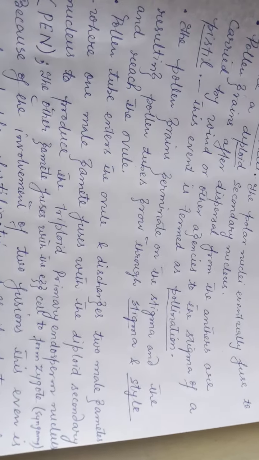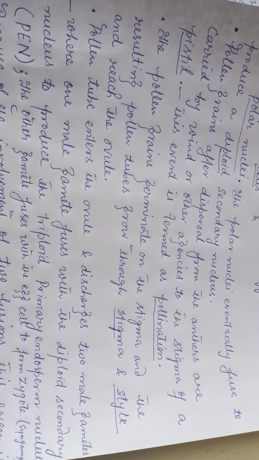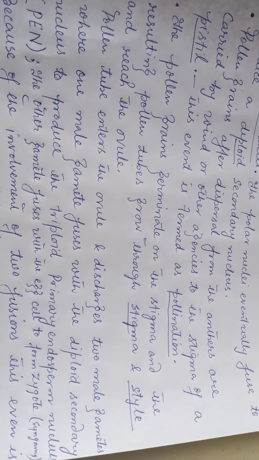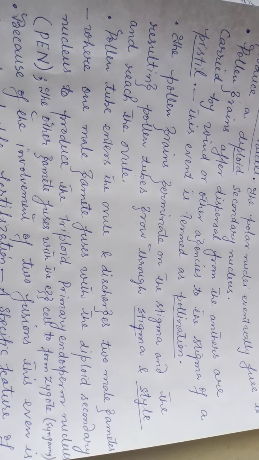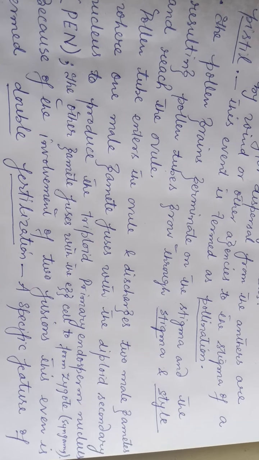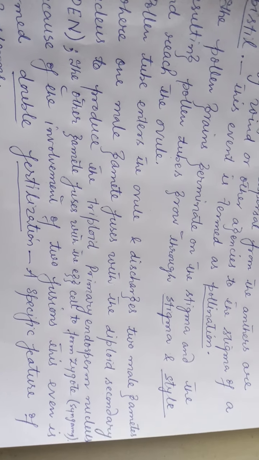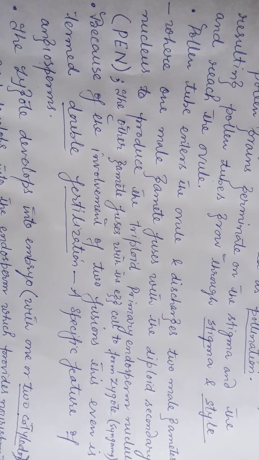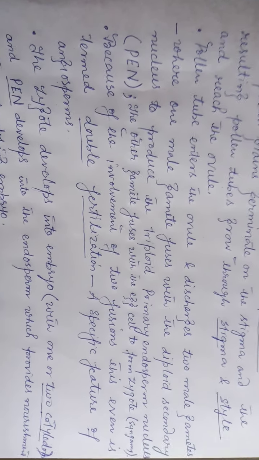Usually, 2 male gametes are discharged into the ovule, where one male gamete fuses with the diploid secondary nucleus to produce the triploid primary endosperm nucleus, the short form of which is PEN. The other gamete fuses with the egg cell to form the zygote, the event called syngamy, or commonly fertilization. Because of the involvement of two fusions, this event is termed double fertilization, and this is a peculiar feature of angiosperms.